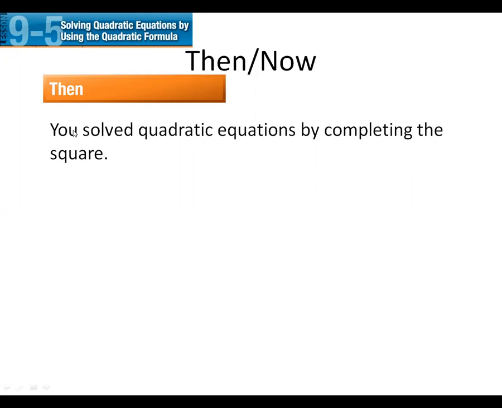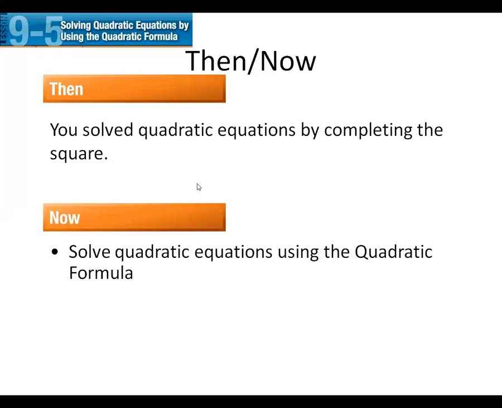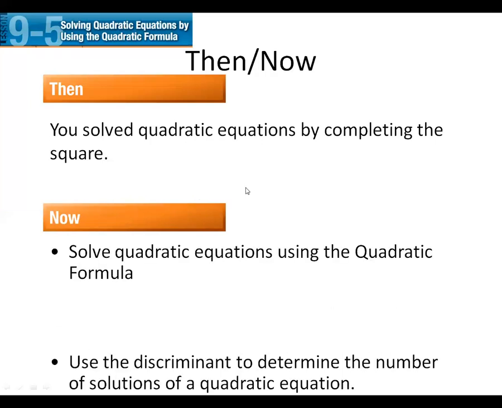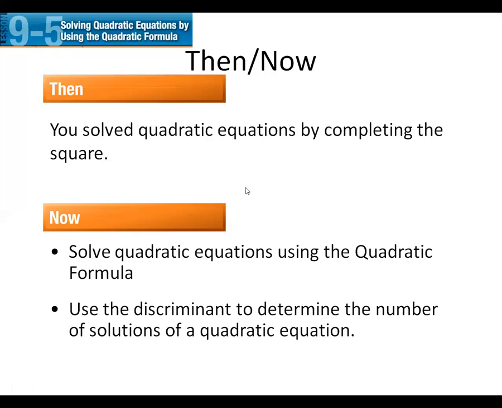And sometimes, for example, factoring might be a lot easier and quicker than using the quadratic formula. So just be aware of that. I mean, the quadratic formula, like I said, will always work, but it may not be the simplest and most time-effective method to use. So now we're going to solve quadratic equations using the quadratic formula and talk about something called the discriminant to determine the number of solutions of a quadratic equation.